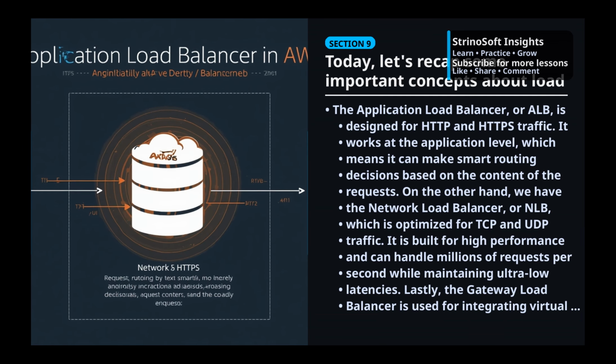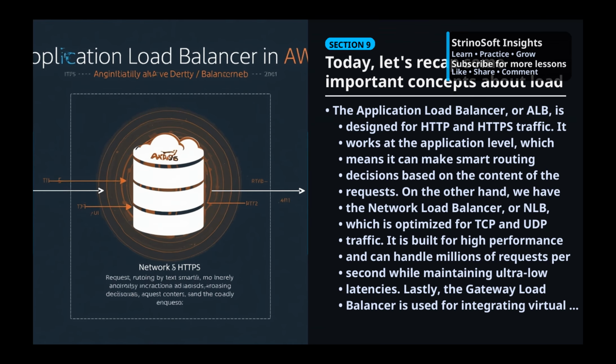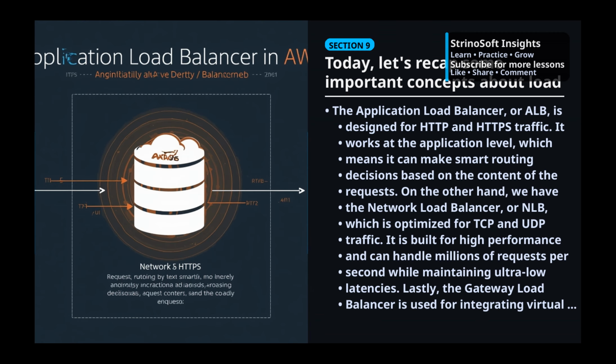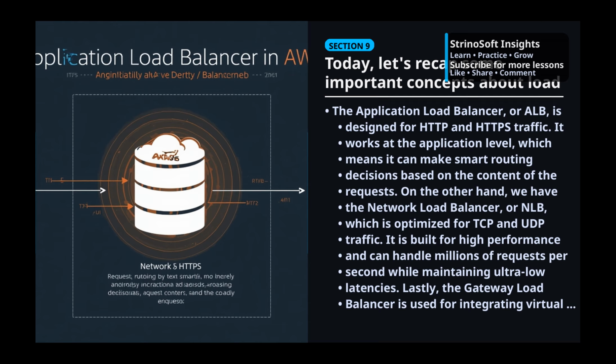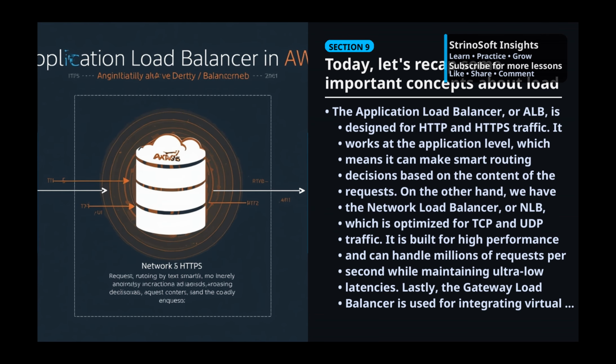Lastly, the Gateway Load Balancer is used for integrating virtual appliances, which can be very useful for security or monitoring purposes. It's crucial to remember that selecting the right load balancer for your use case and architecture is critical. Think of it like choosing the right tool for a job. Using the wrong one can lead to inefficiencies. So to recap, each load balancer serves a specific purpose, and understanding these differences will help you make better architectural decisions.